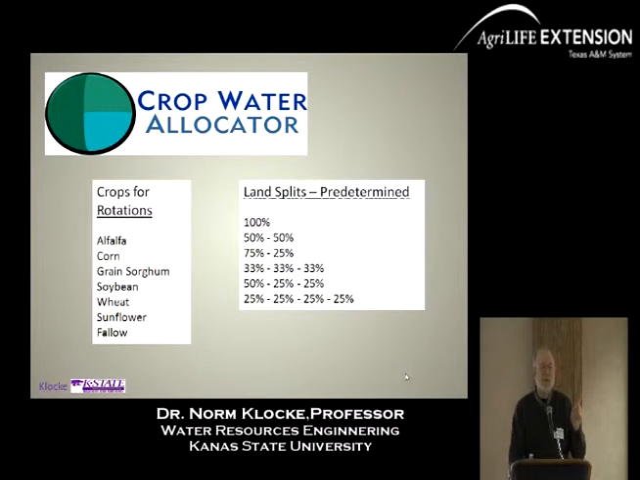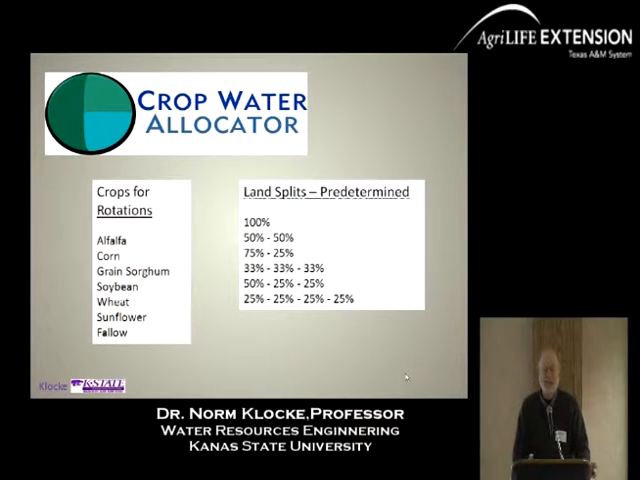So the first decision tool we're going to talk about is what we call the crop water allocator. We're allocating that water to different crops and choosing different crops to respond to the water I do have. The crops are listed on the left that we consider. Fallow is treated as a crop because you might retire part of that field. You still have to take care of the weeds, but you retire that part of the field. In particular situations, that's an option.